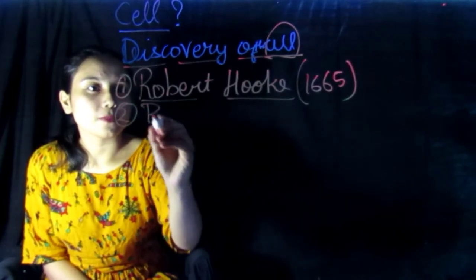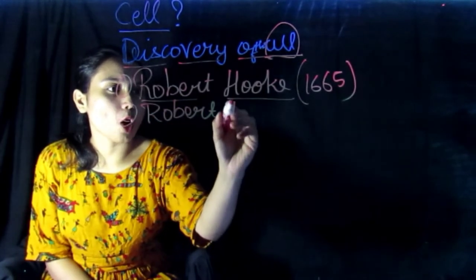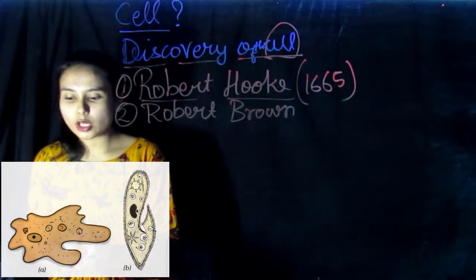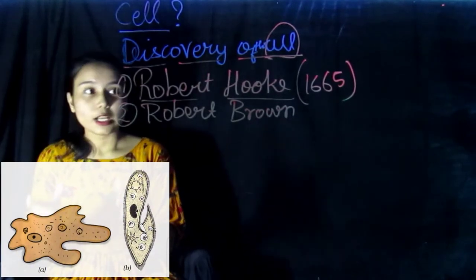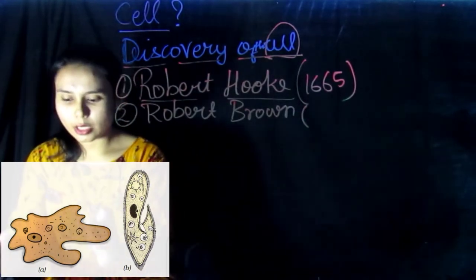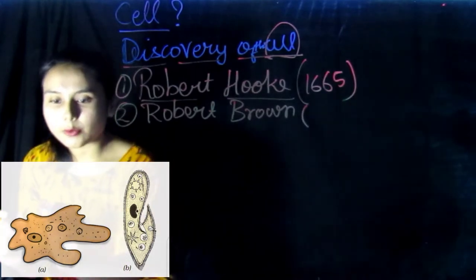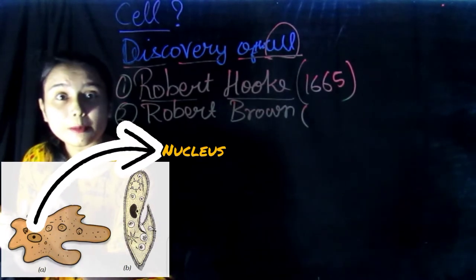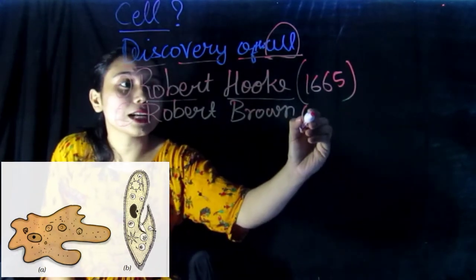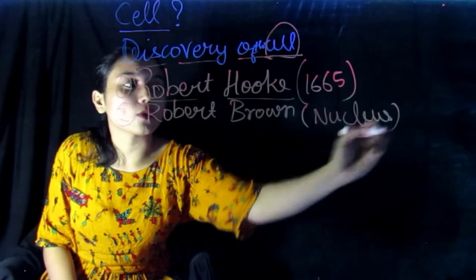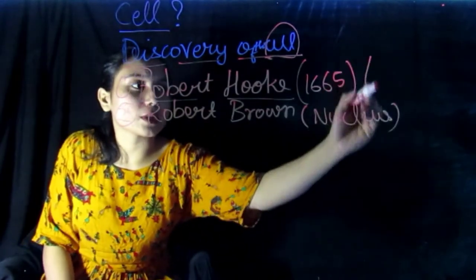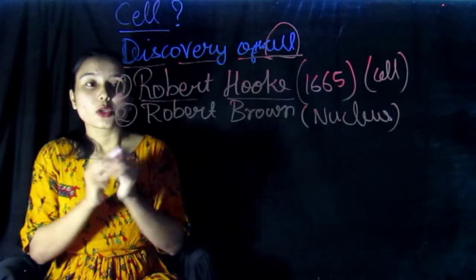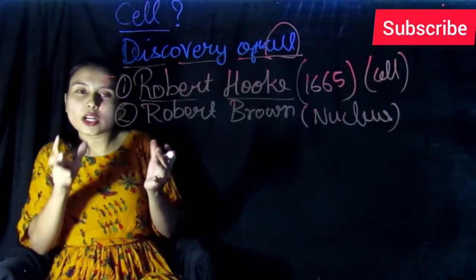Next is Robert Brown. As we can see in this picture, Robert Brown discovered the nucleus of the cell. As we can see, the nucleus of the cell is a dark jelly-like substance in the middle of the cell. So what did they discover? Robert Hooke discovered the cell, and Robert Brown discovered the nucleus of the cell. So both Roberts discovered the basic structure of the cell.